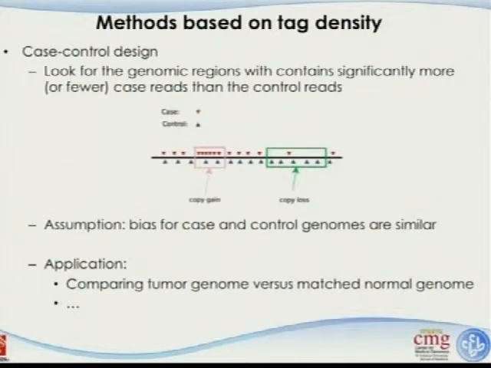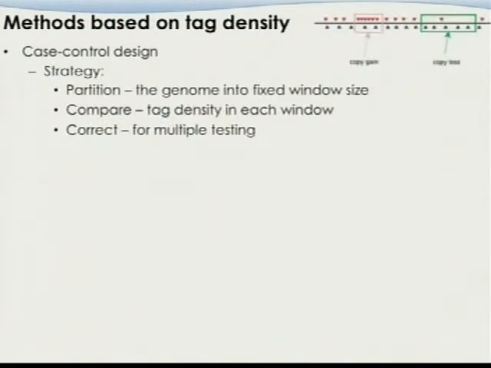So the major application for this type of study is comparing tumor genome versus matched normal genomes. So we know that some patients, for example, get breast cancer and get the tumor samples, and also we can do the same thing for their blood samples, which is supposed not to be tumoric, and compare that to see whether there are some more copy gain or copy loss in the tumor samples versus the normal samples.